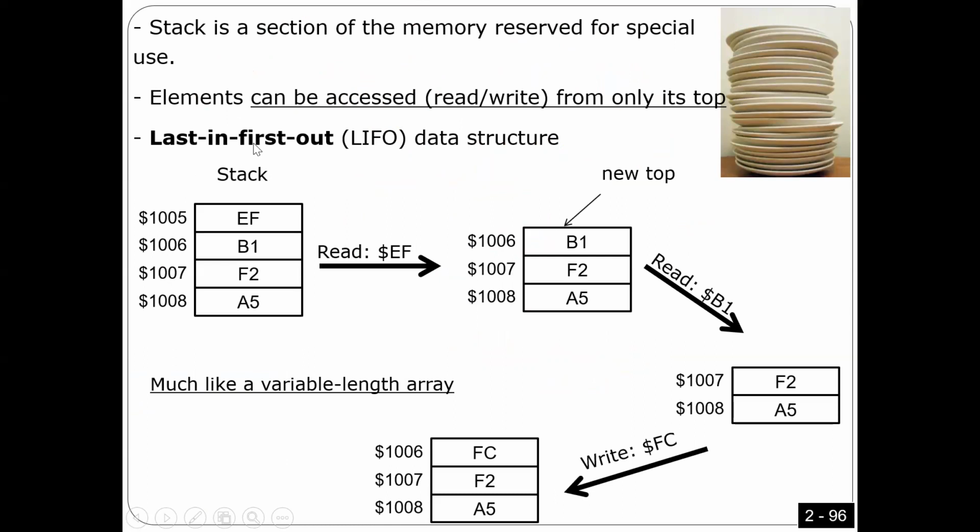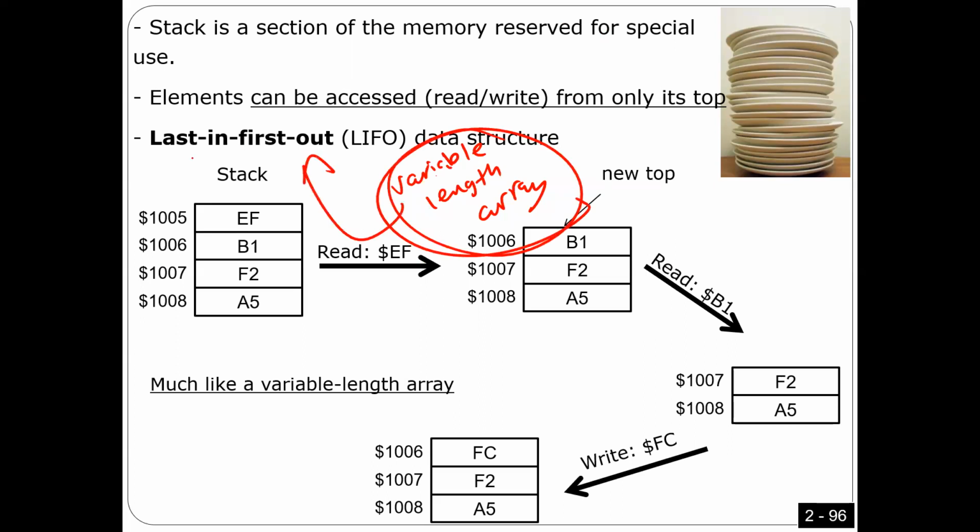Last in, first out, this is a data structure. This is one way to define a stack. Some people like to define a stack as a variable length array. Why is it variable length? Because every time I write, it's going to grow. Every time I read, it's going to shrink. That's why you call it a variable length array. And the way you read or write from this array is last in, first out.